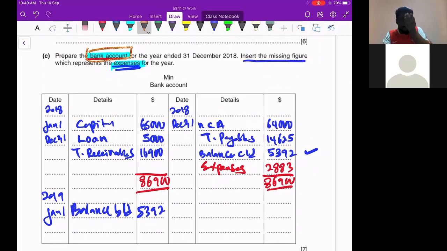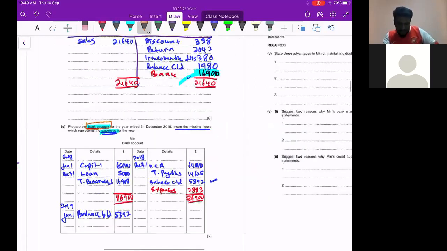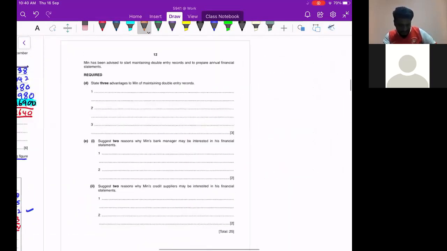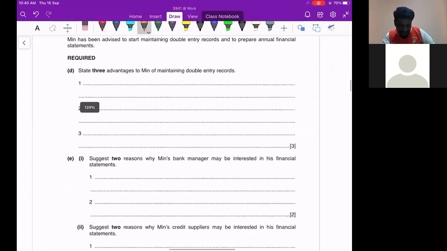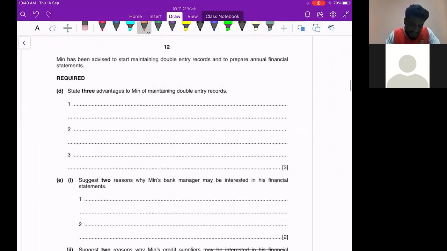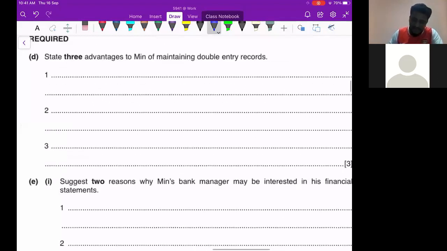Any problem? Okay, no problem. We continue with the next one. Our next one is a theory question. Min has been advised to start maintaining double entry records to prepare the annual financial statement. State 3 advantages to Min of maintaining double entry records. Okay, what is the advantage of having double entry records?